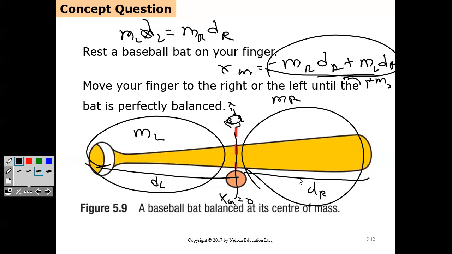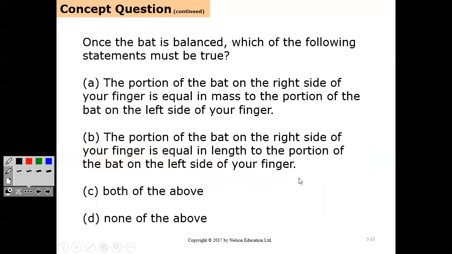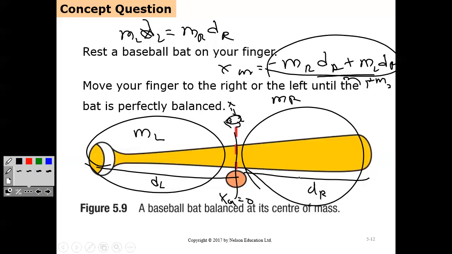So you cannot say ML is equal to MR. You cannot say DL is equal to DR. You can only say the product MD is equal. So what is the correct answer? None of the above. Yes. So it's balanced.